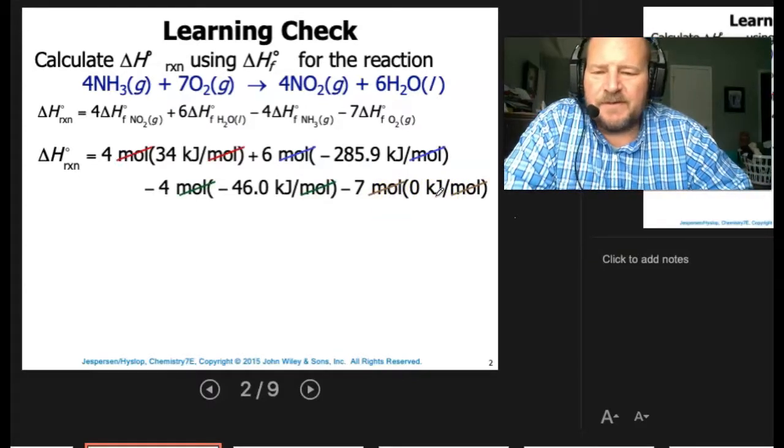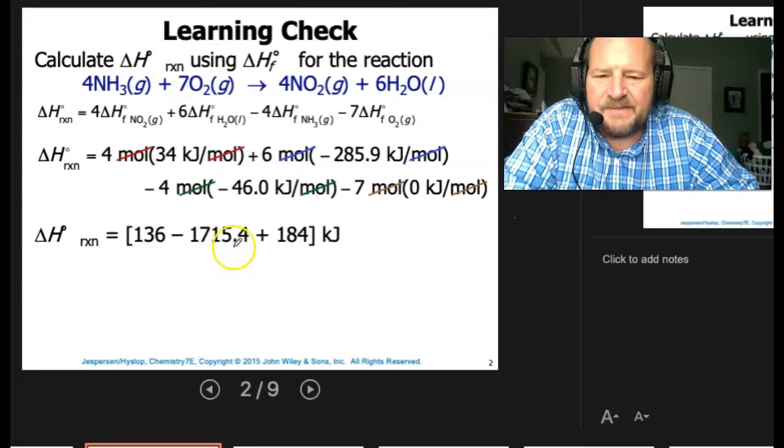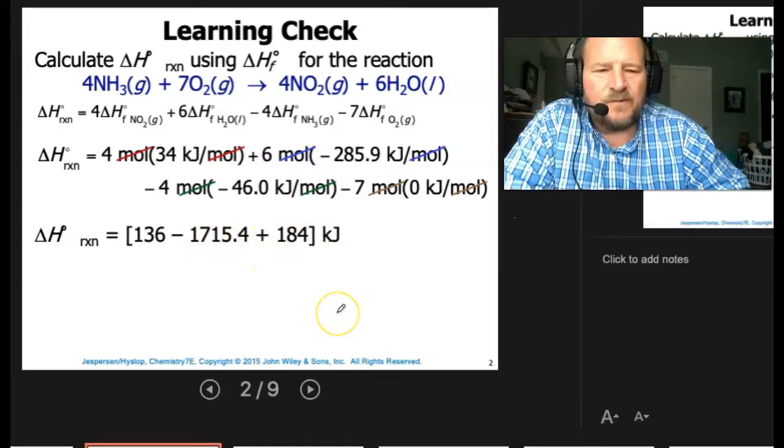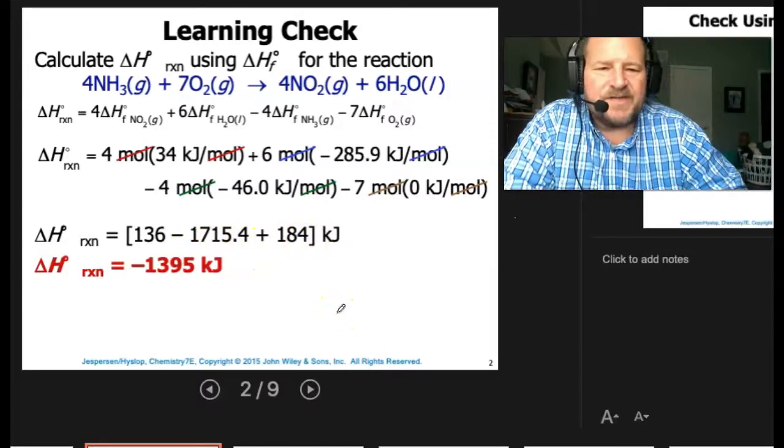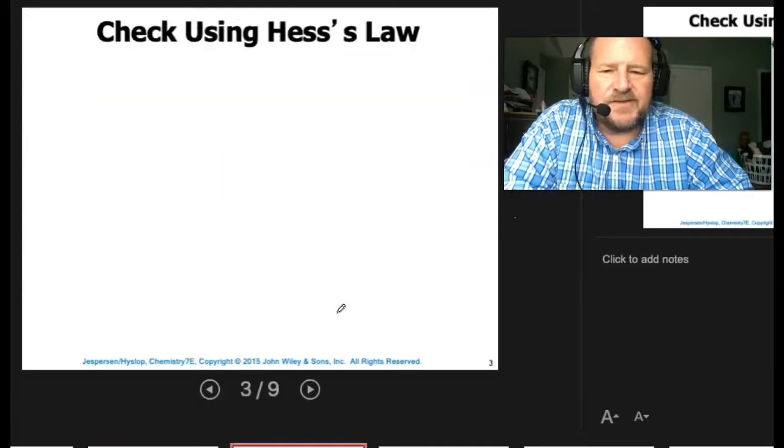We sum these up, moles will all cancel out, so we get 136 minus the 1715 plus 184, and that gives us negative 1395. Now we can actually check this using Hess's law.